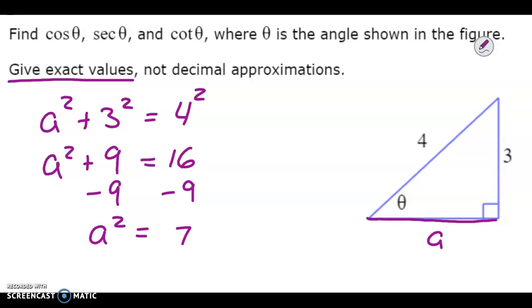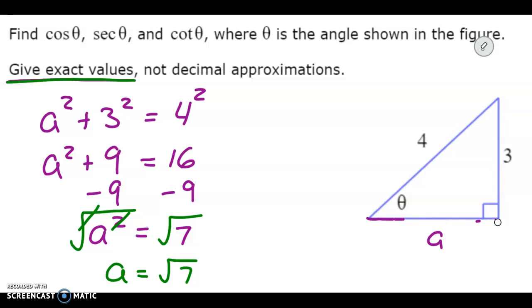So when you take the square root of both sides to cancel out that squaring, 7 is not a perfect square. That's going to give you a long, ugly decimal. This is where they want exact answers. We're not going to round to that. We're going to leave A as equal to root 7. Okay? So your missing side in this case is going to be left as that exact value, root 7.